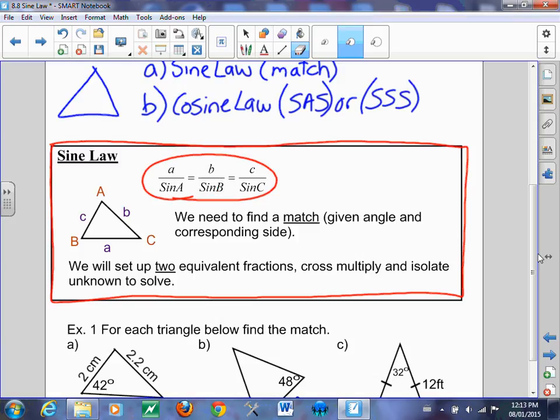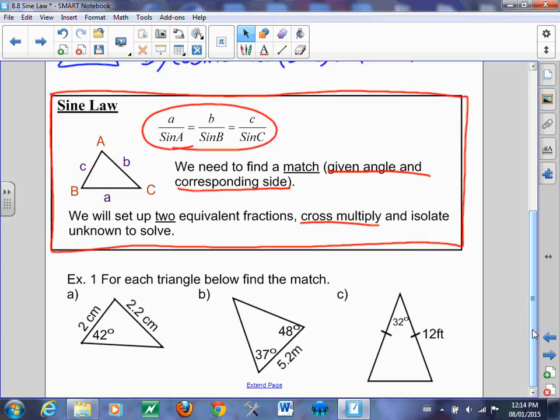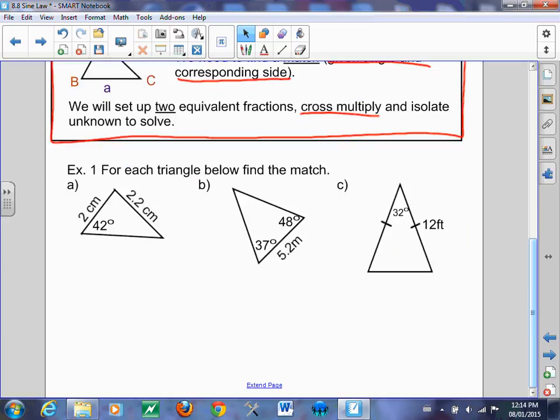Okay, so although it's 3, because that's the definition, because there's 3 sides in a triangle, we're only going to be using 2. All right, so what it says here for sine law, folks, is you need to have a match, and that's a given angle and its corresponding side. We'll practice that down below, okay, what a match looks like. And we will set up 2 equivalent fractions, cross multiply like we did in warm-ups, and isolate the unknown to solve it. All right, so let's take a look at what a match looks like, ladies and gentlemen. If you need to pause the video at any time to write that stuff down because I'm going too fast, by all means do that. All right, so we want to take a look at what a match is.